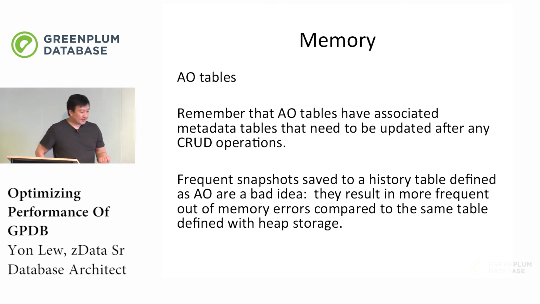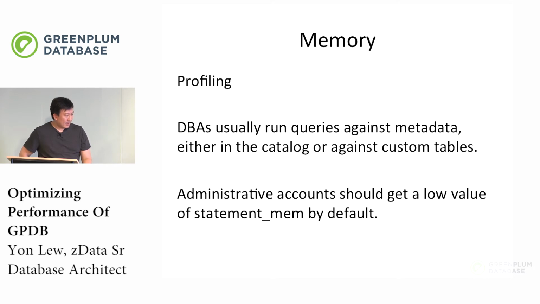So frequent snapshots, for example, saved to a history table defined as AO, you're going to see a lot more out-of-memory errors compared to using an identical table defined with heap storage. The other thing is that if you look at the type of queries that DBAs usually run, it's usually metadata queries, either against the catalog or against custom history tables, custom metadata tables, etc.